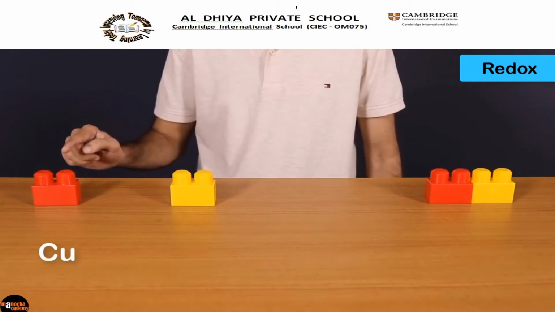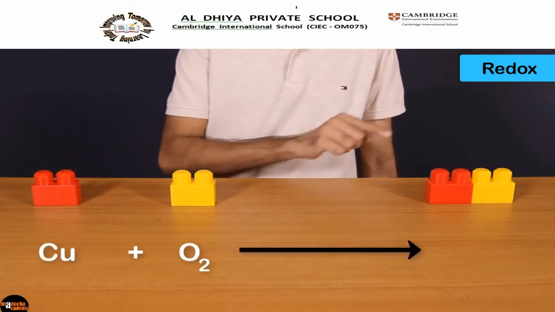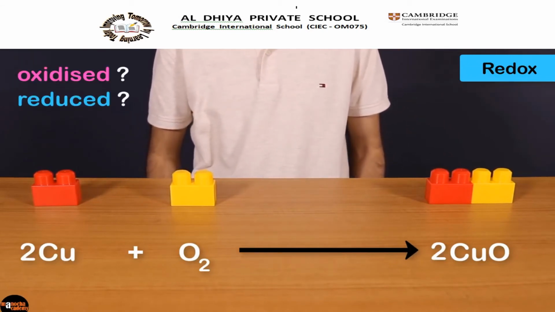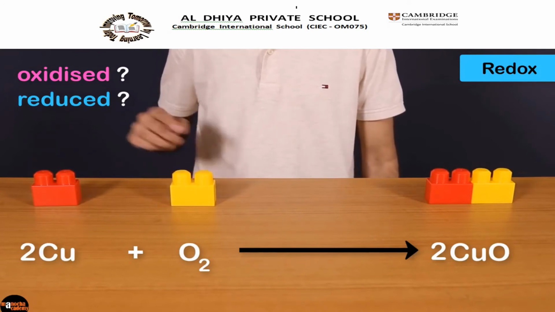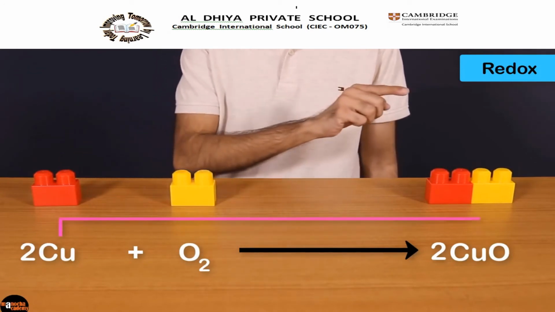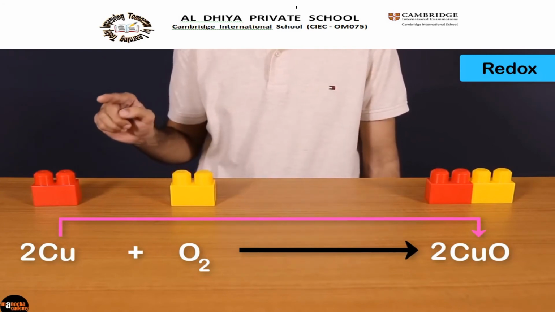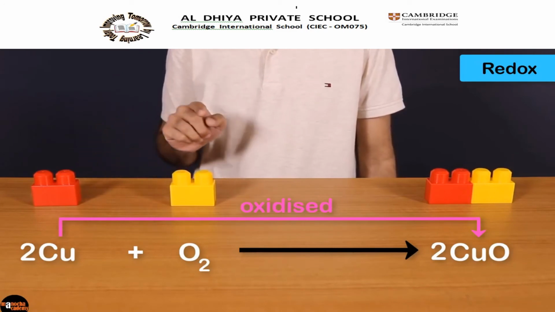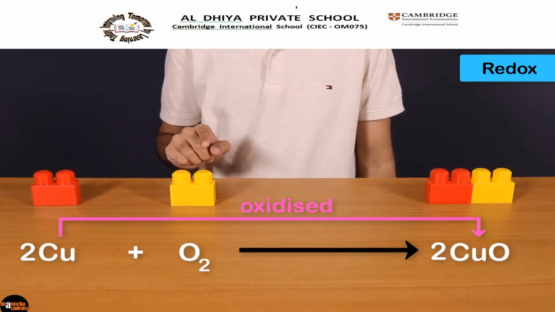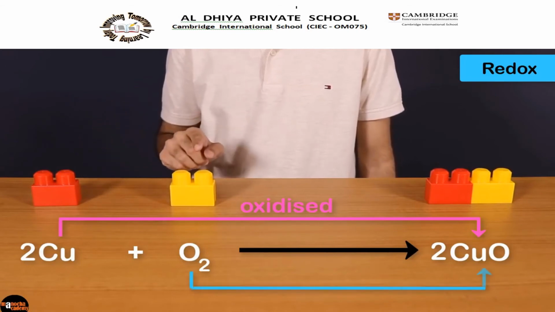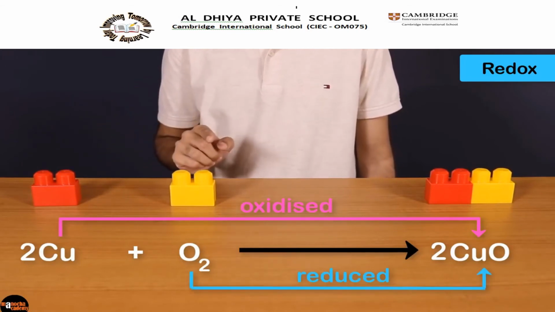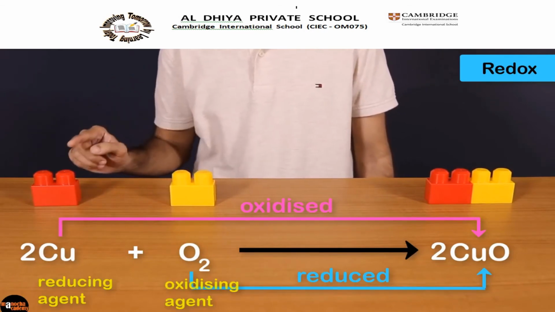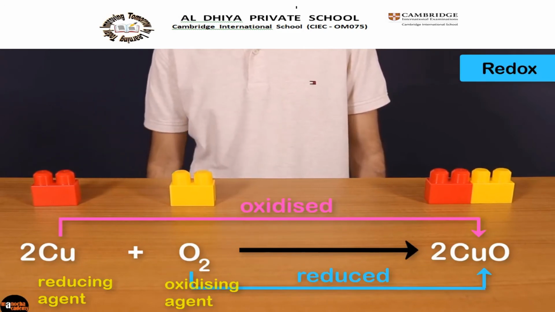Now let's take a look at some more examples of redox reactions. Let's say here we have copper and oxygen, and when they react we get copper oxide. Now who do you think is being oxidized and reduced here? Let's take a look. If you look at copper, copper is changing to copper oxide. So oxygen is being added to copper. So copper is being oxidized here. Now what about oxygen? Since a metal is being added to it, oxygen is being reduced. So oxygen is our oxidizing agent and copper is the reducing agent in this redox reaction.